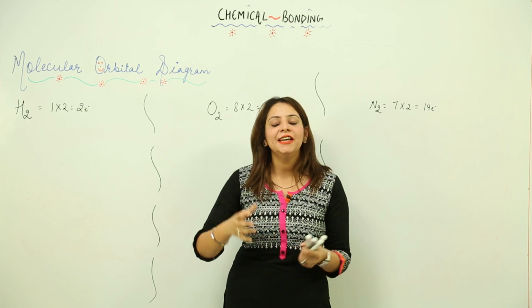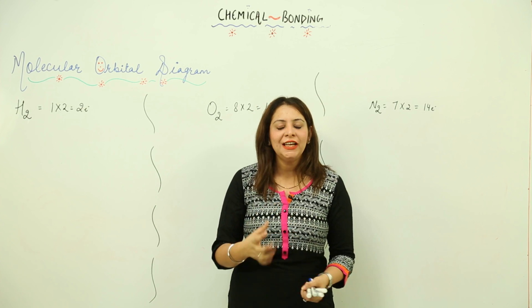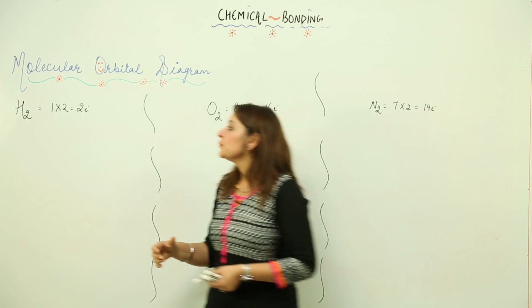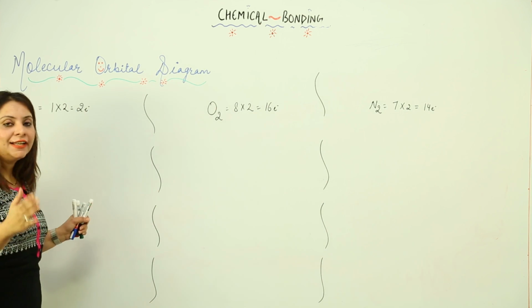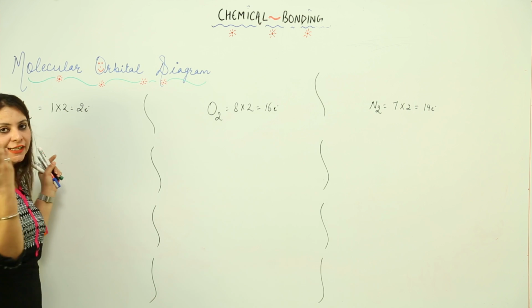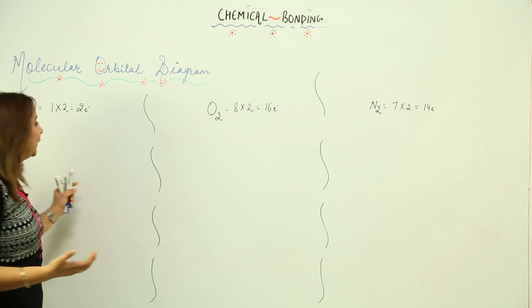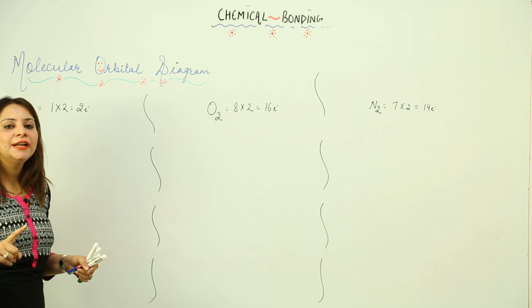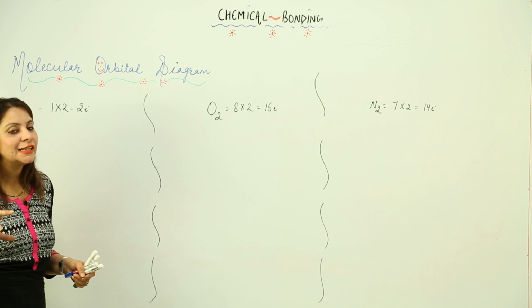Now we'll make the orbital diagram for it. It's very easy, and you can say a tricky task. So just look at the board. Suppose I need to draw the molecular orbital diagram for the hydrogen molecule. My first step is that I need to calculate the total number of electrons possessed in that molecule.